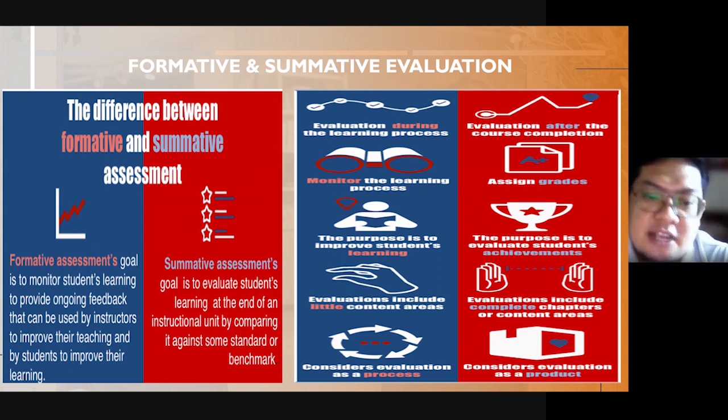Whereas summative assessment goals is to evaluate the students' learning at the end, the akhir of the instructional unit, by comparing what you have achieved at the end of the lesson against some standard or benchmark. That's why kita ada entrance and exit survey, before and after. Contohnya, usually untuk entrance survey you can circle, you can tick one or two. You don't really understand the concept.